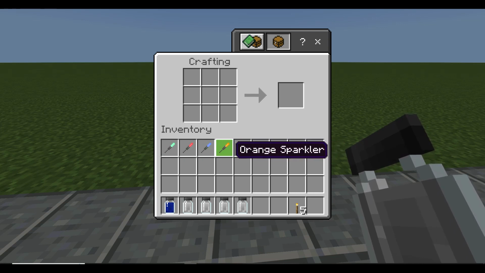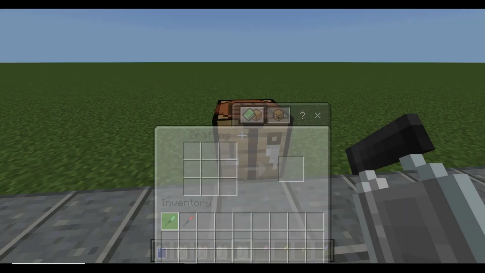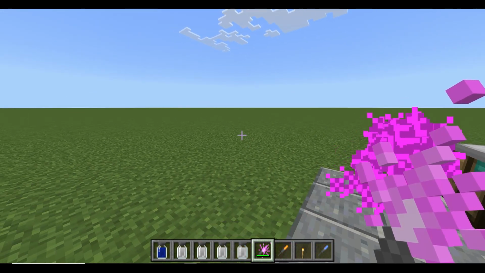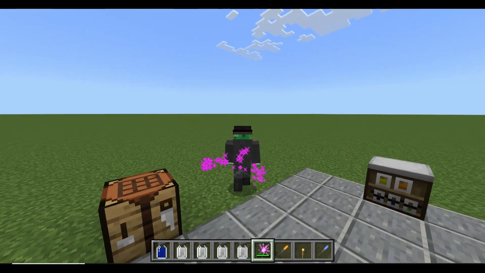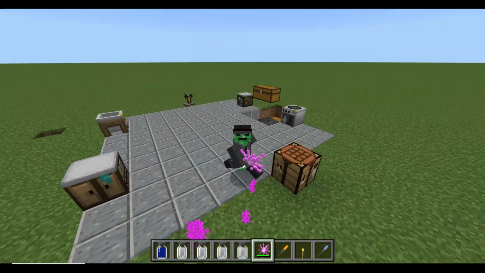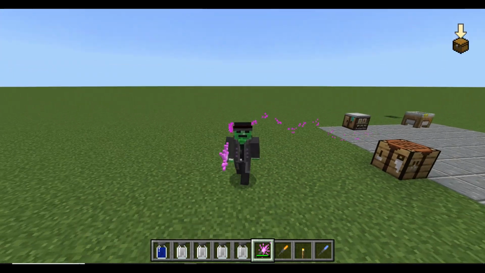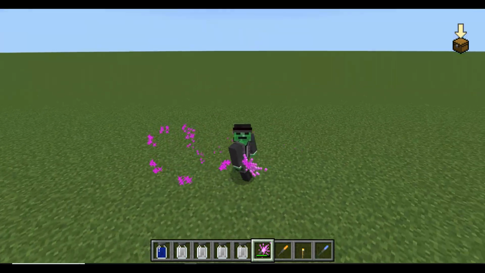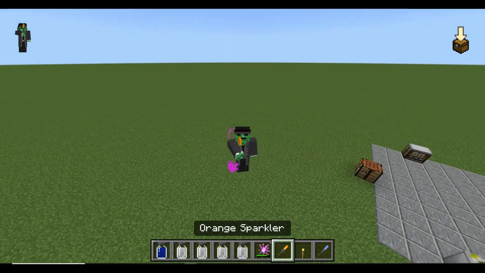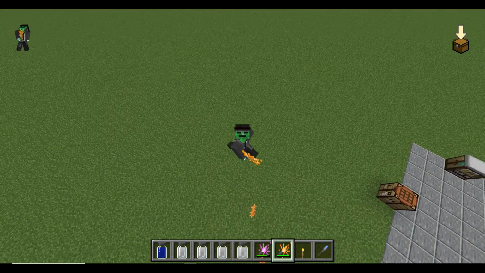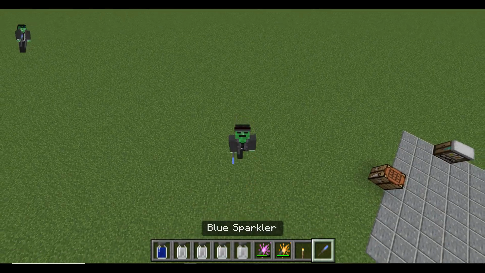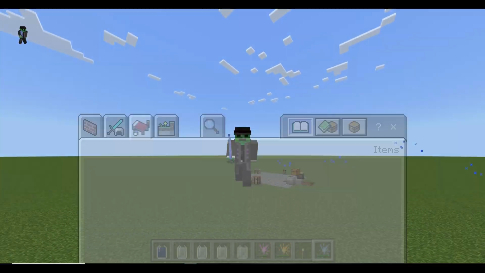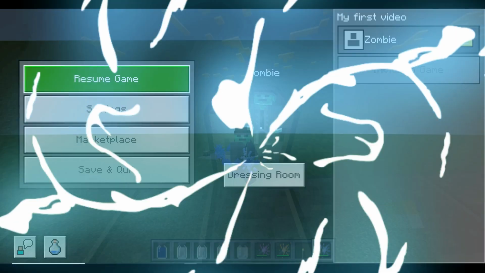So with these you can just shake them, and you can see that they glow, they sparkle, hence the name sparkler. You can have orange, you can have blue, you can have really any of those 5 sparklers.